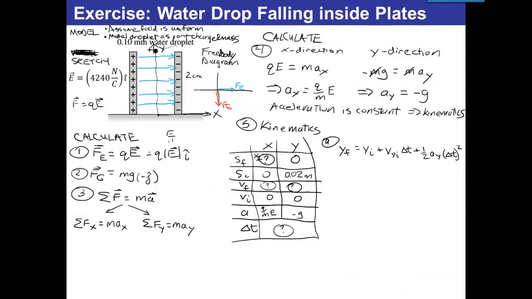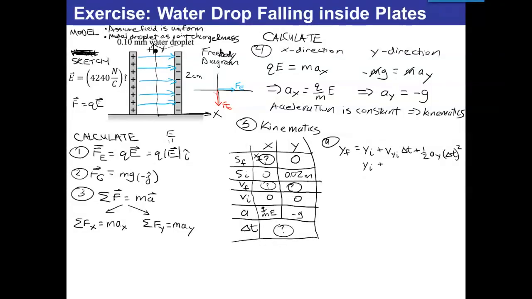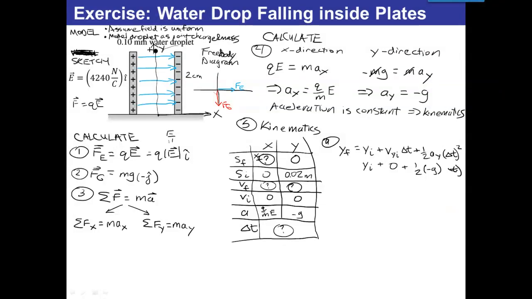Let's see what we know. We know y sub i is 0.02 meters. I'm just going to leave it in equation form for now. We know that there's no initial velocity, so that goes away. And we have 1/2 a sub y, which we know. It's just g. In fact, I'll put that in there. So put a minus g here, and delta t is here.